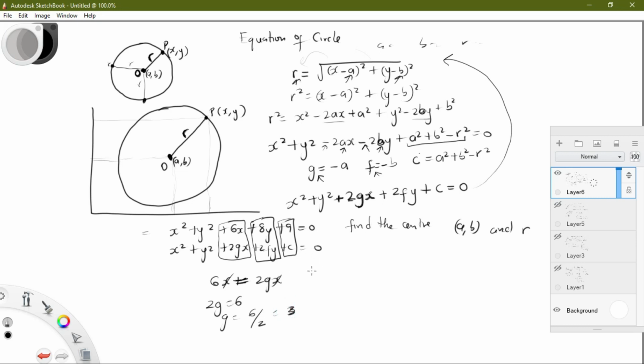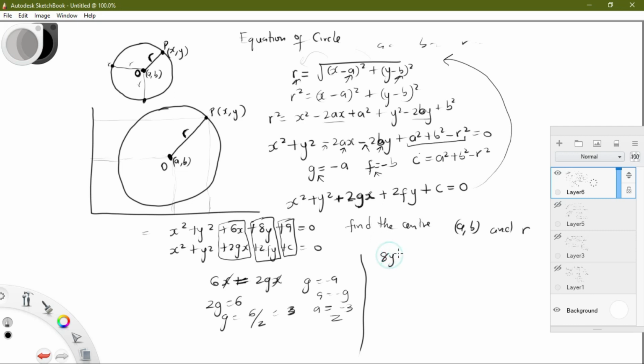You can see, but here it is a comma b, not g. And remember that we said let g be equal to minus a. So if g equals minus a, then a equals minus g, right? Then a equals minus 3. We have gotten a for this equation to be minus 3. Now let's get b.